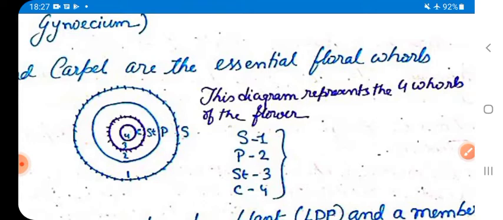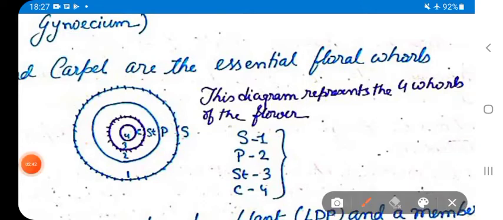Now if I see from the base to the top of the flower, the first organ that we see is the S. Well, S is the sepals. Sepal is also known as the calyx, and the general function of the sepals is to protect the developing flower. So this is the first whorl. That's why I have written S1. Sepal is the first whorl, or the first layer, of the flower.